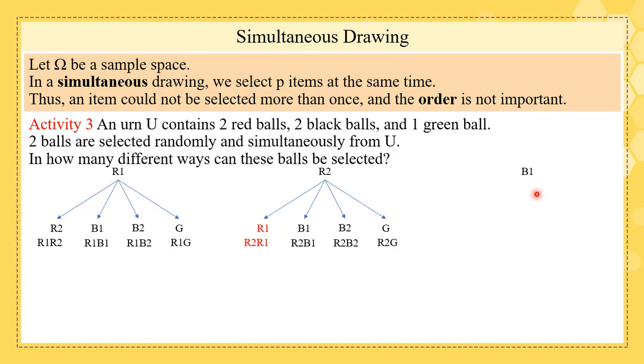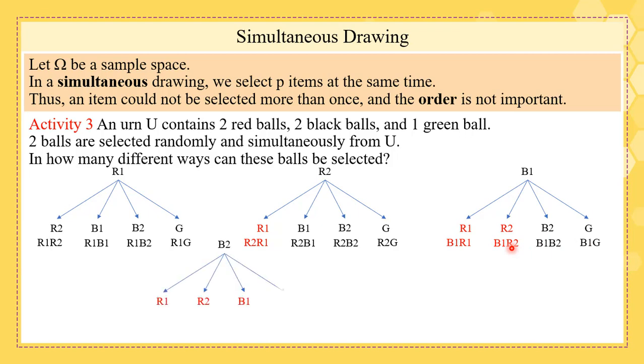Now, if the first ball is B1, the second ball cannot be R1 because B1, R1, that's it. And then it cannot be R2 because this is R2, B1, and then the second could be B2 and it could be green. So these are the cases. We're going to consider 2 cases and eliminate 2 cases. And similarly here, and in the last case, we're not going to take any case into consideration.